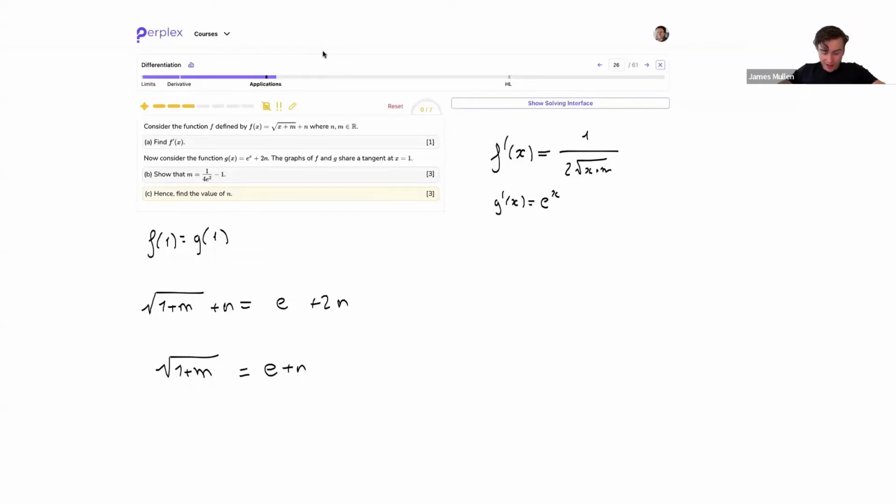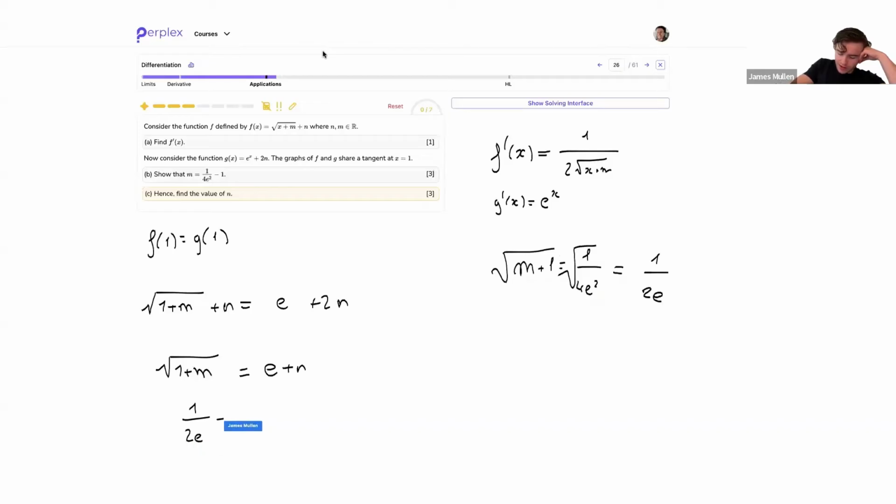Now, I think it's worth isolating e if I can, but I can also remember that we found that m is 1 over 4e squared minus 1. So that means that m plus 1 is just 1 over 4e squared. So if I take the square root of that, the square root of m plus 1 is just 1 over 2e. Okay, so 1 over 2e minus e is equal to n. And that's a perfectly fine form to leave the answer in. Yeah, I'm perfectly happy with that. 1 over 2e minus e. That's my answer.